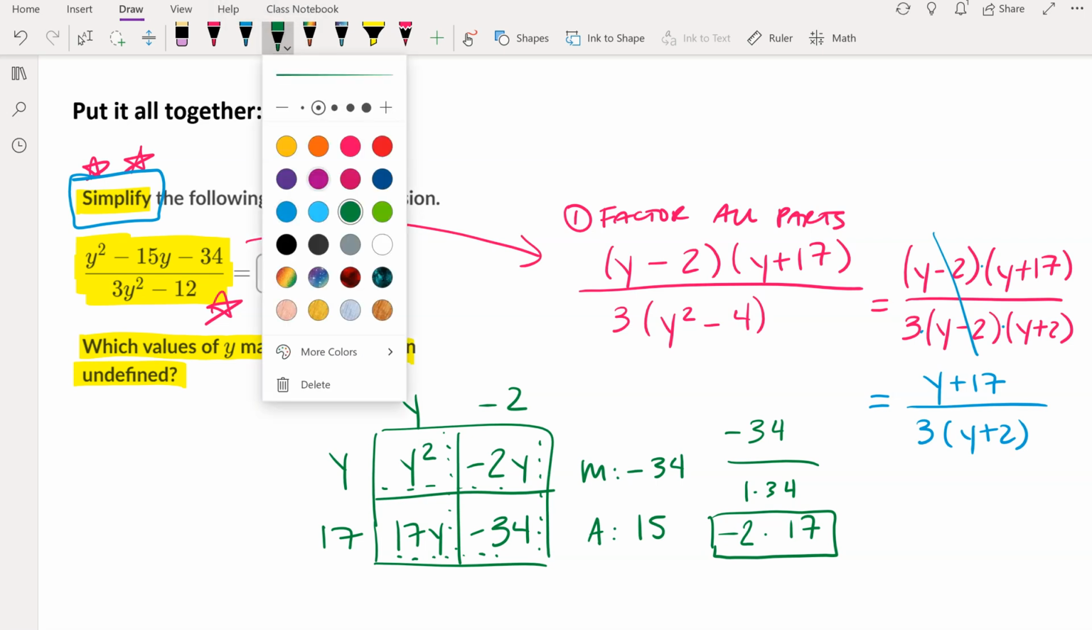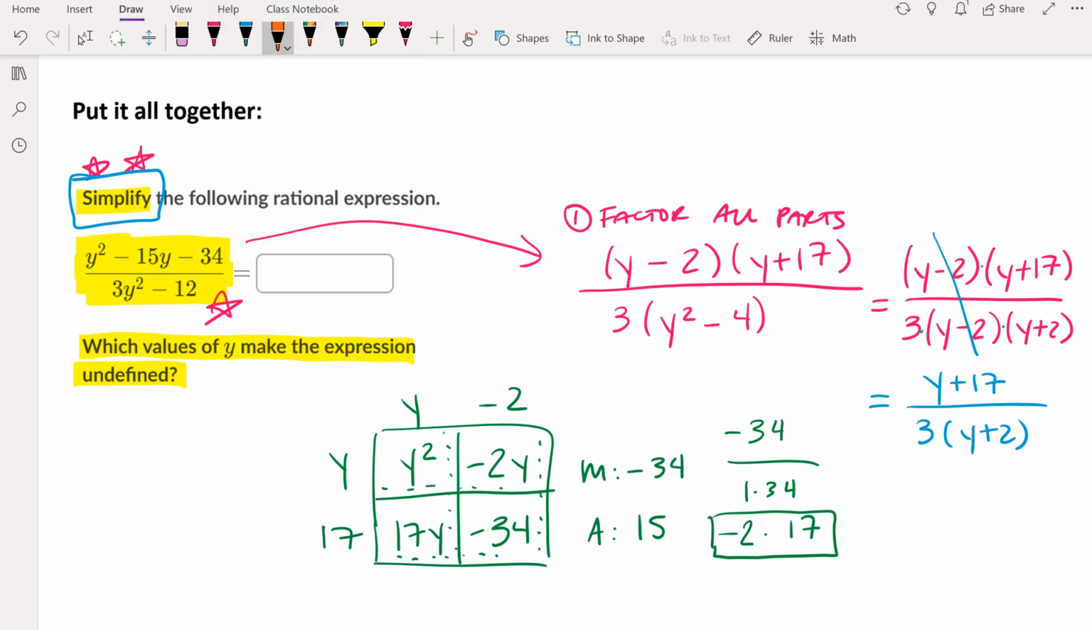Now let's write the restricted values. What values of y make this expression undefined? Well, that just means what is y not allowed to equal? Look in your denominator. What y value would make this factor turn into 0? Well, that's just flip the sign. y is not allowed to equal negative 2. Here is your answer. Your entire answer to this problem.